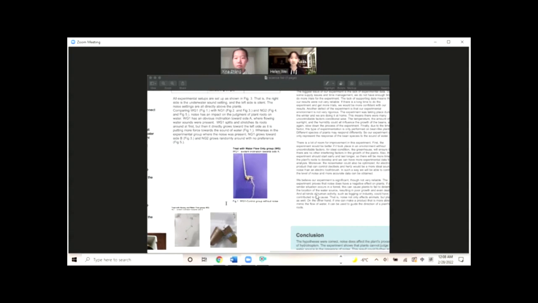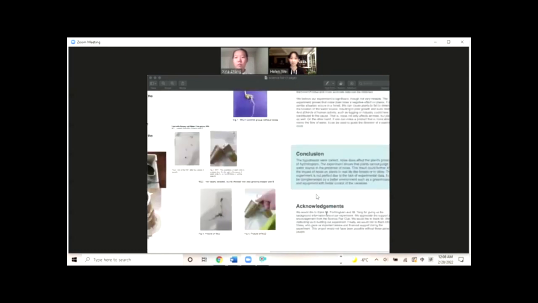The experiment proved that noise does have a negative effect on plants. If a similar situation occurs in a forest, this can cause plants to fail to determine the location of a water source, resulting in poor growth and even death. And all kinds of human activities, such as logging or industries, could contribute to the cause. That is, noise not only affects animals, but plants as well.